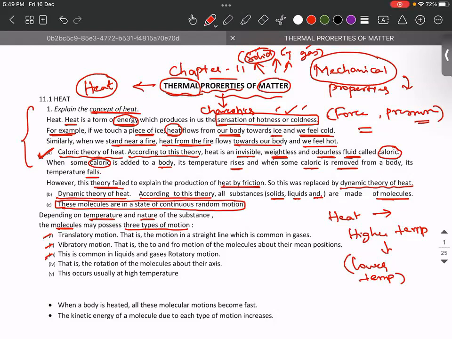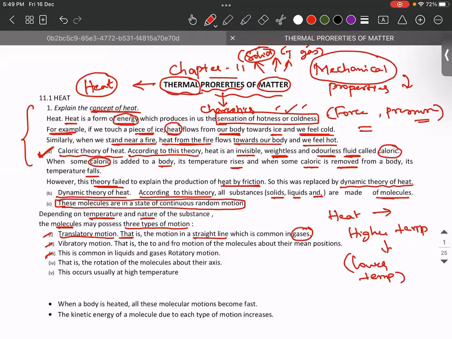So when I talk about translatory motion, what do we say? Translatory refers to an object moving along a straight line. So if a motion is confined to a straight line, right, then we have this translatory motion possible, and it is common in gases.